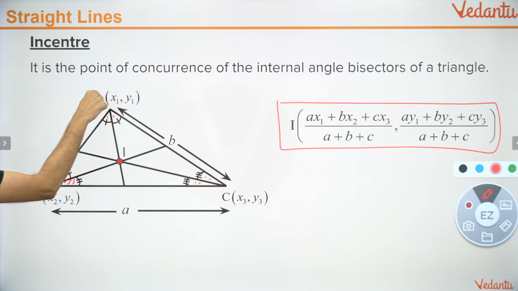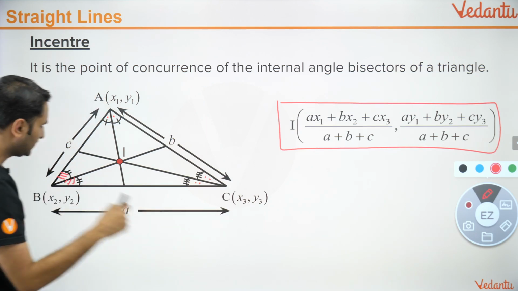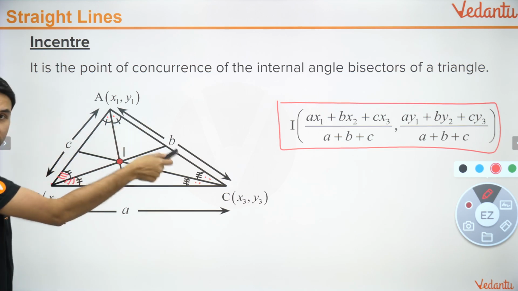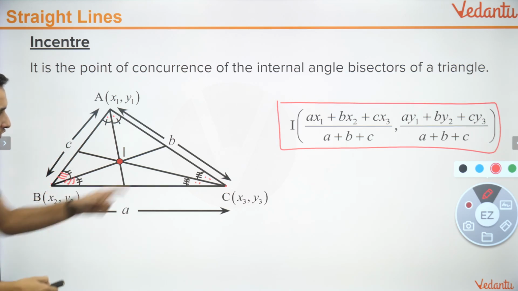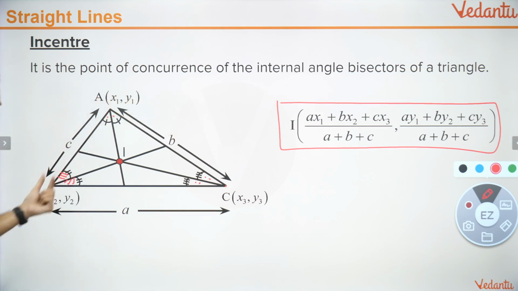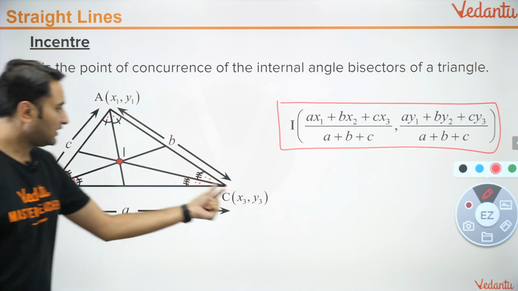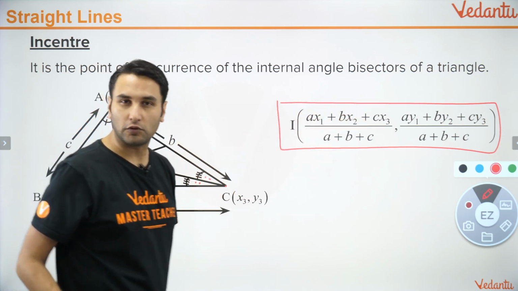The side opposite to the vertex A, its length is called small a. The side opposite to the vertex B is small b. The side opposite to the vertex C is small c. Okay, so what is the formula? (a x1 plus b x2 plus c x3) upon (a plus b plus c). Similarly for y, is the formula for in center.